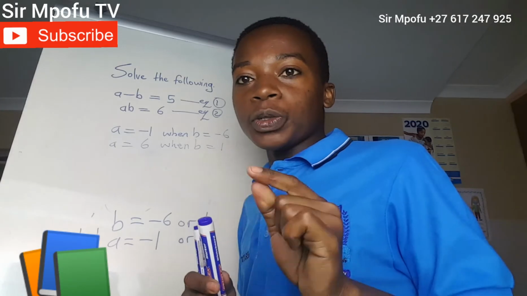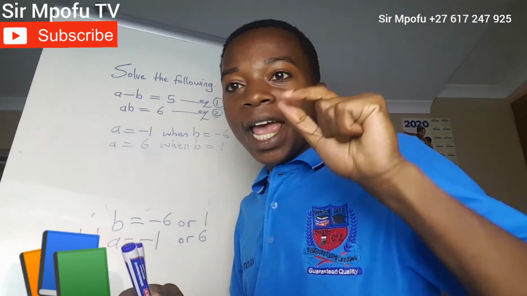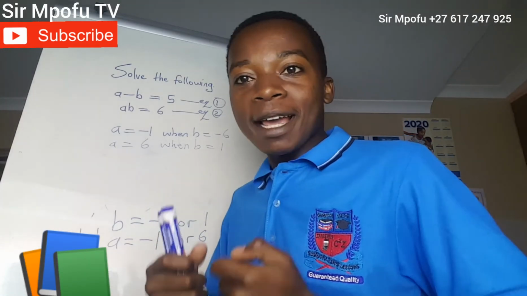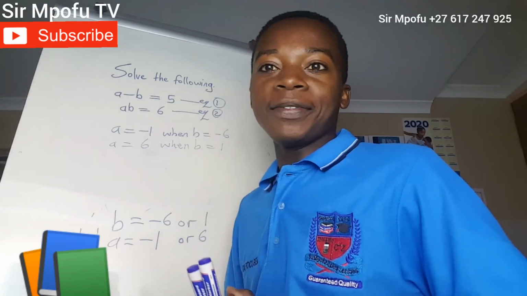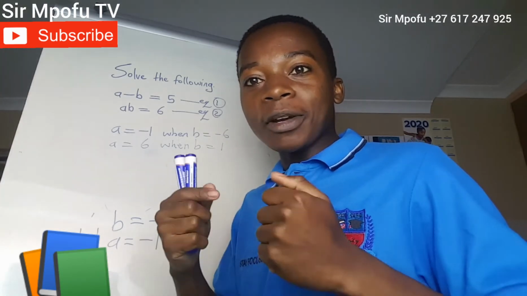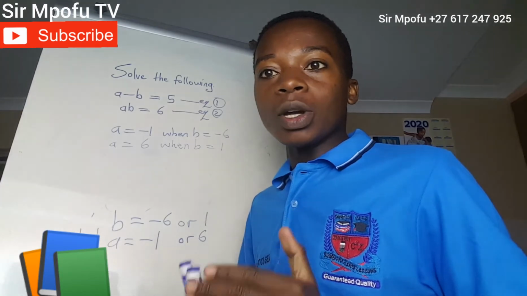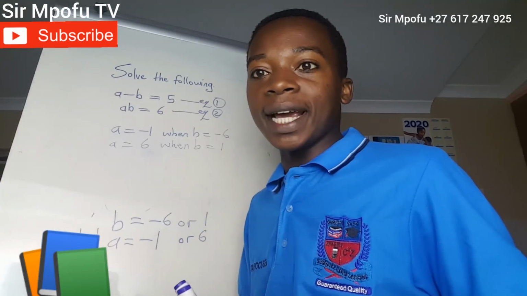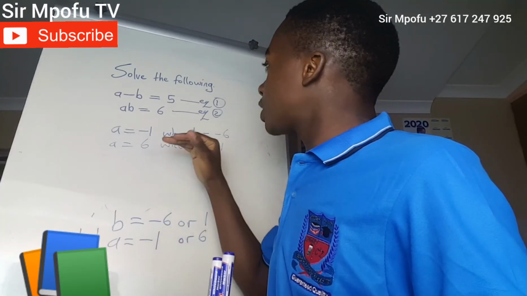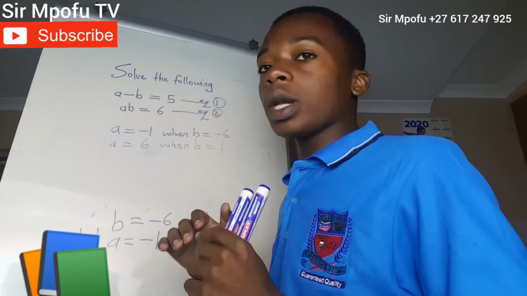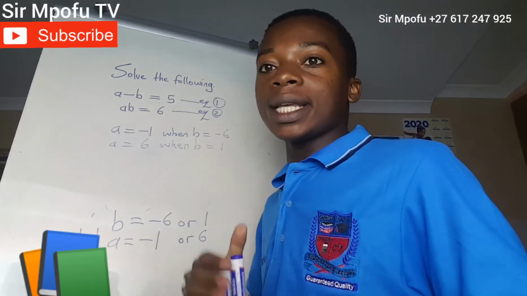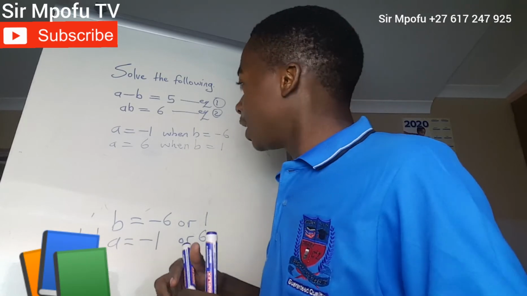Now, what we are going to do is, as I told you, each and every mathematical question can be proved, especially if it's an equation. Why? Because an equation is a statement of equality which shows that the right hand side is equal to the left hand side. So if we take these values and substitute on our equations, we must get the right hand side equal to the left hand side. Let's do that.